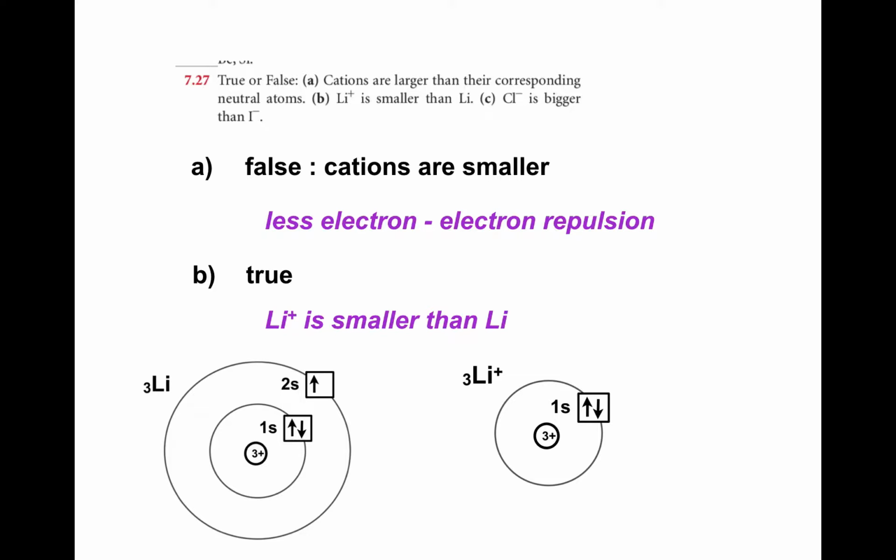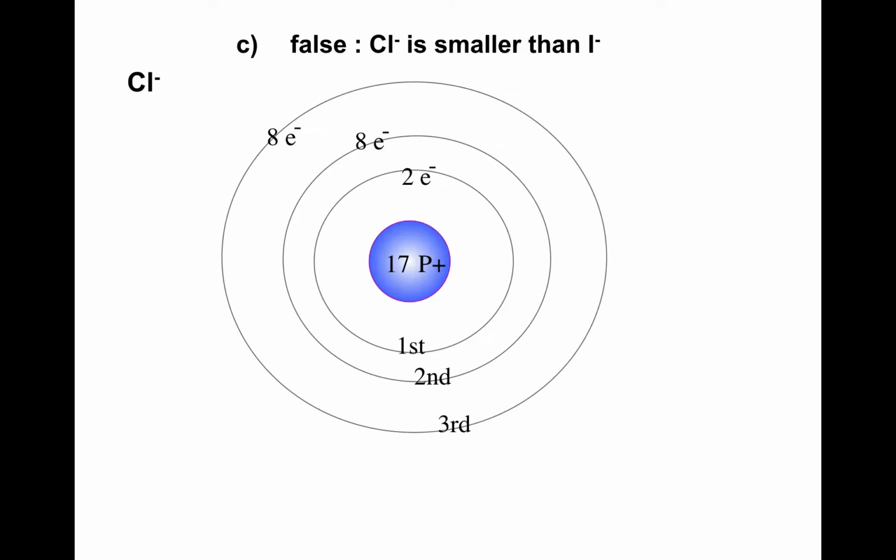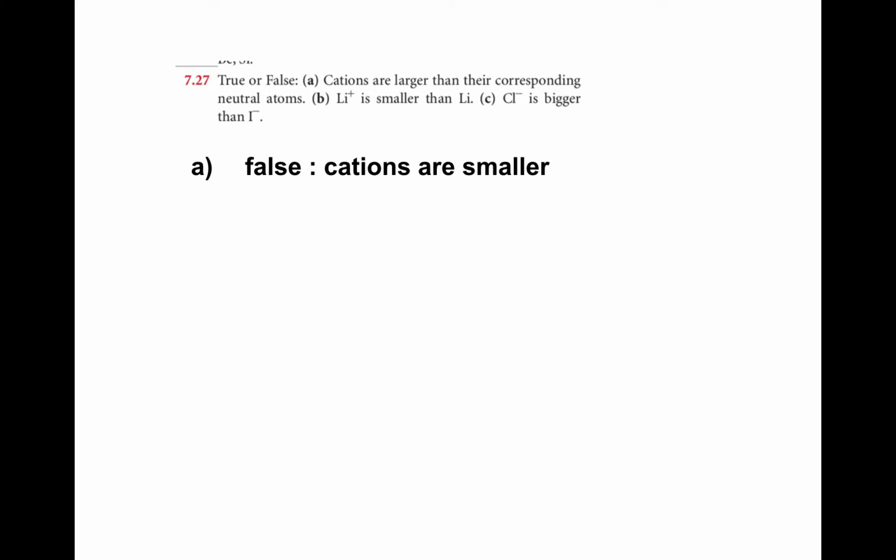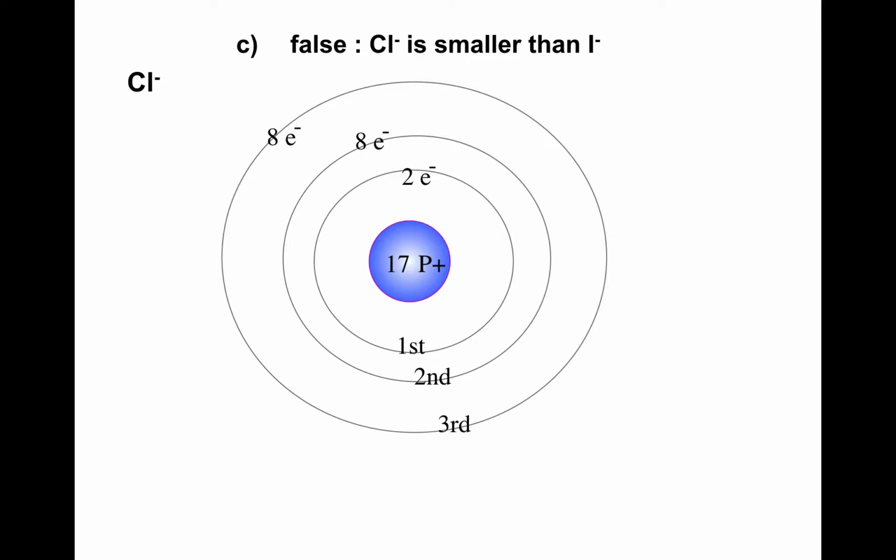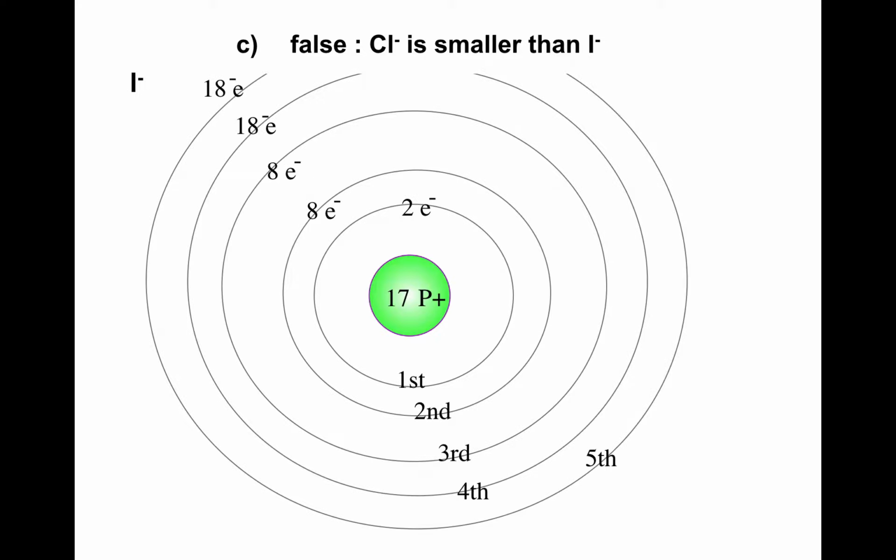Chloride is bigger than iodide? No, it's going to be smaller. Chloride has way less inner electrons blocking the outer electrons from feeling the nucleus. So when I get to chloride, it's much smaller than iodide. So a neon core as opposed to an argon core blocking the outer electrons.